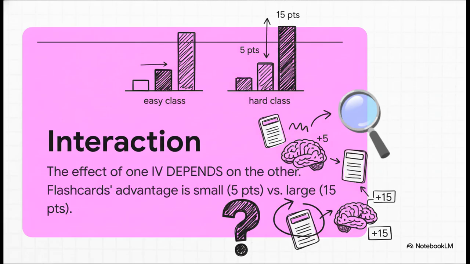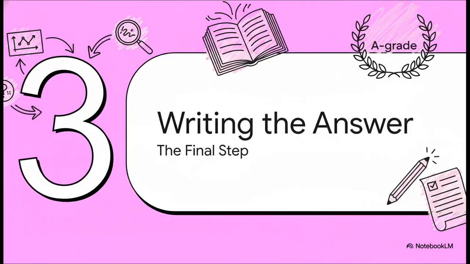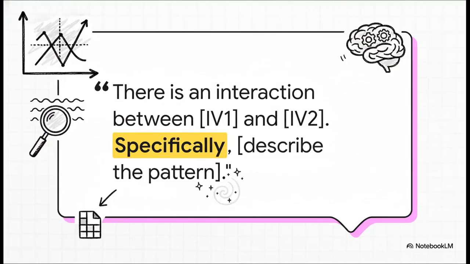In an easy class, using flashcards gives you a little 5-point bump. But in a hard class, flashcards give you a whopping 15-point advantage. See? The benefit of using flashcards totally depends on how hard the class is. That is the interaction right there. Okay, awesome. We've used our 3-point scan, we've analyzed the data, we've found the story. Now comes the final crucial step. How do we translate all of that into that perfect A+ written answer? And guess what? Just like we have a scan for analyzing, we have a template for writing.